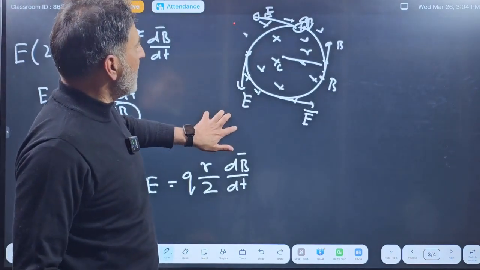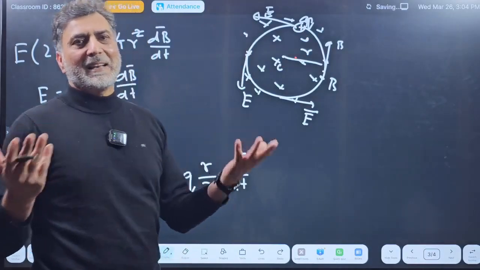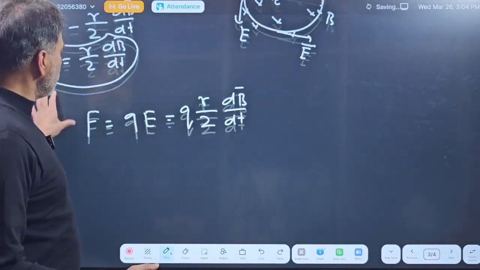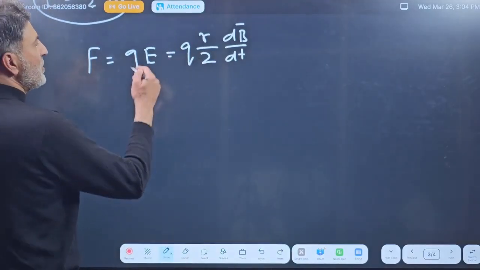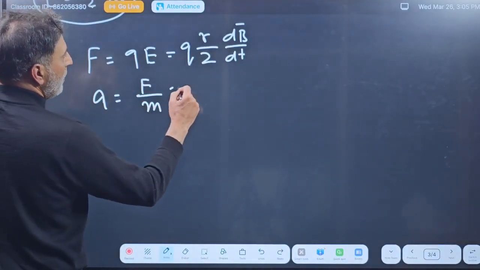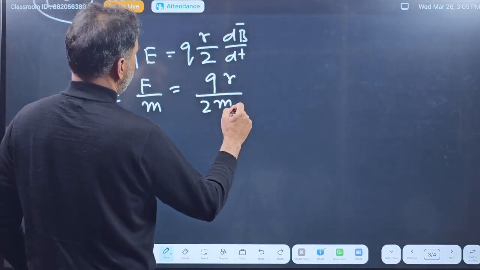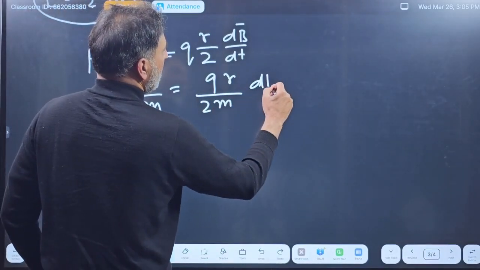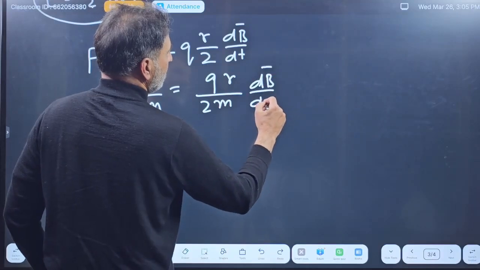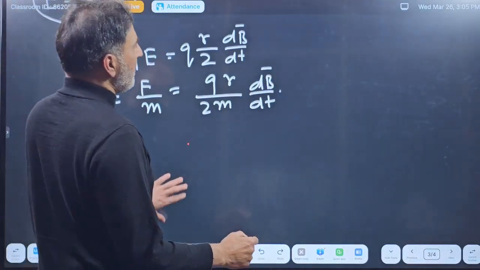This force on this charge is a tangential force. And due to this force, it will get accelerated. So what is this acceleration? What should be the acceleration of the charge? The acceleration is F by m, as we all know, that is Q r by 2m dB by dt. Right? So the charge gets accelerated.